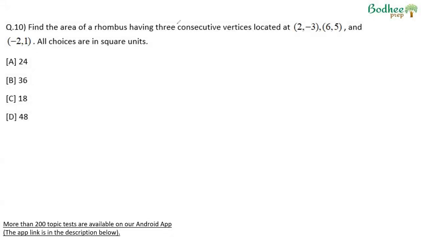Find the area of a rhombus having 3 consecutive vertices. So suppose this is a rhombus. Consecutive vertices: 2, minus 3; 6, 5; and minus 2, 1. We have to find the area. Area of a rhombus is half d1 d2.